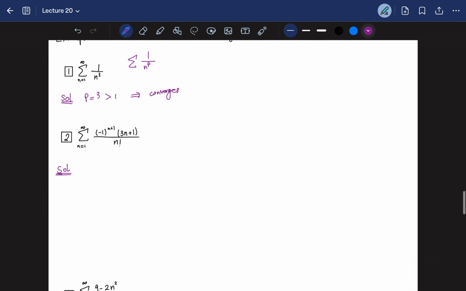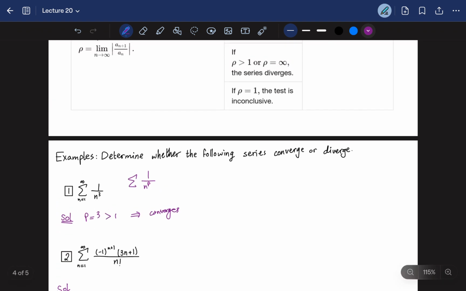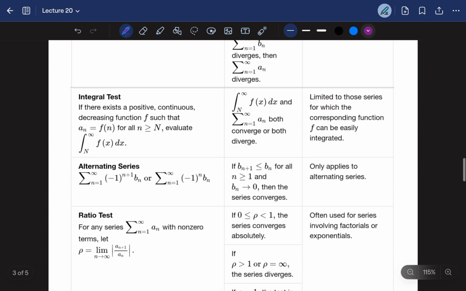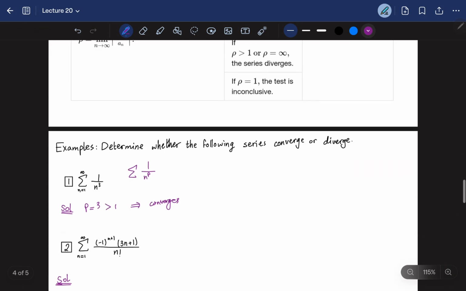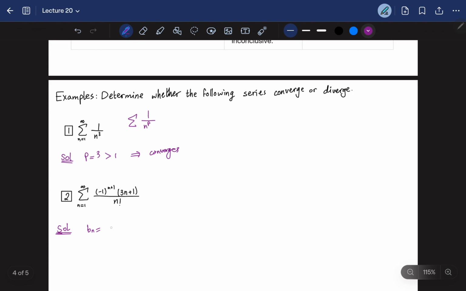Let's look at the second example. Now, if you look at the second example, I have -1 to the n plus 1. Immediately, this is an alternating series, so I need to use the alternating series test. Now let's look back. For an alternating series test, you need to have a decreasing sequence, and this sequence has to converge, has to go to 0, like the limit of your b of n has to be 0. If that's the case, then by the alternating series test, your series converges. Now the b of n is anything that's multiplied by the -1 to the n, or n plus 1. So here, my b of n is just 3n plus 1 over n factorial.